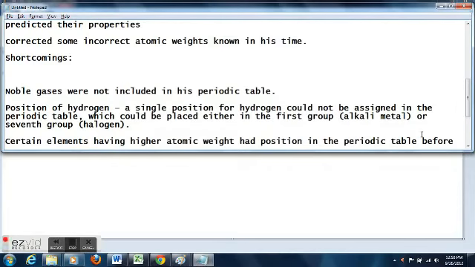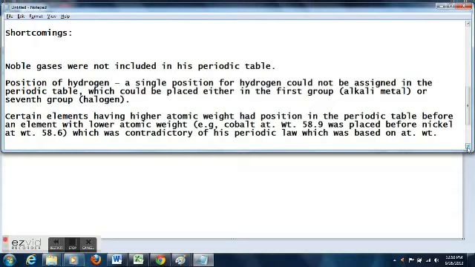Then certain elements which were having higher atomic weight were having position in the periodic table before an element with lower atomic weight. So for example cobalt with atomic weight 58.9 was placed before nickel with atomic weight 58.6, which is contradictory of the periodic law, because periodic law is based on atomic weight. So how can the higher atomic weight be placed before lower atomic weight? So that was definitely one shortcoming.